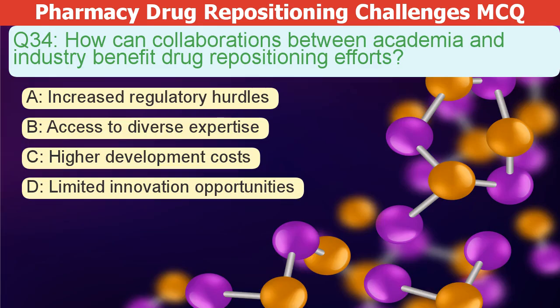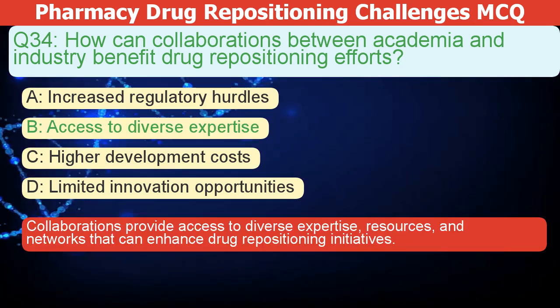How can collaborations between academia and industry benefit drug repositioning efforts? A. Increased regulatory hurdles. B. Access to diverse expertise. C. Higher development costs. D. Limited innovation opportunities. The correct answer is B. Collaborations provide access to diverse expertise, resources, and networks that can enhance drug repositioning initiatives.